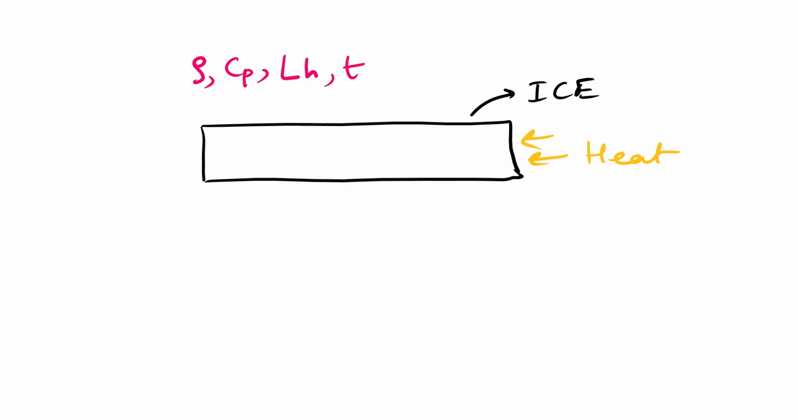So now what we will be doing is that we will first take a rectangular block of ice. Okay, so this is ice, and we will provide heat on one side that will basically melt the ice, and we will define the density, the specific heat, the latent heat, and time, and of course the dimension of the ice, and we will try to figure out with time how it is melting, what is the temperature profile, heat profile, and so on.